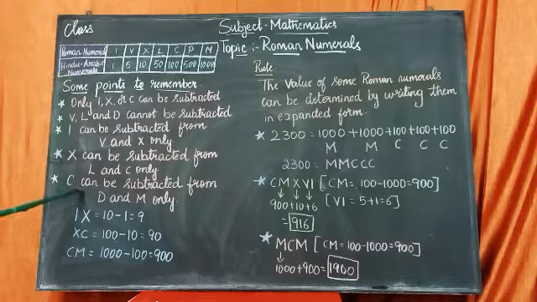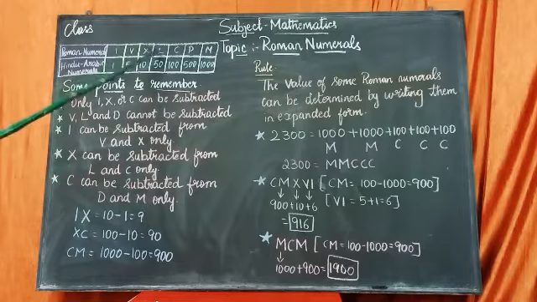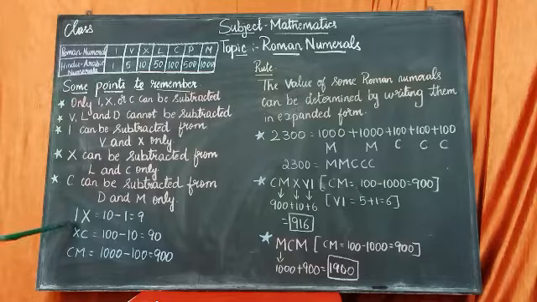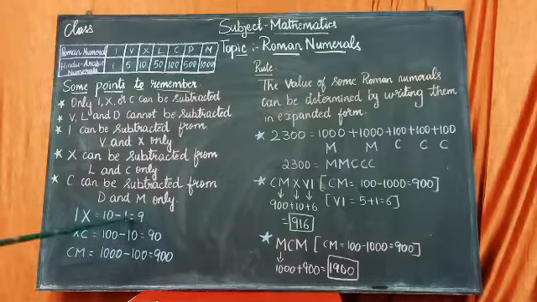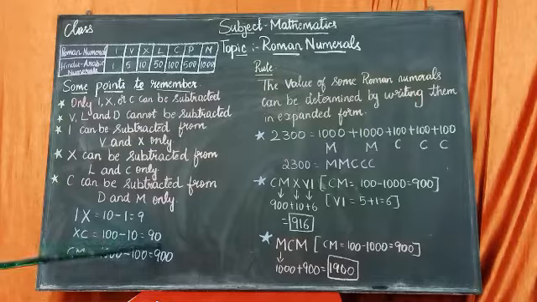Fifth point, C can be subtracted from D and M only because C is smaller than D and M but greater than L, X, V, I. Here are a few examples. IX. So I am subtracting 10 minus 1, we get 9. XC. When we write on the left side, we are subtracting. You have learned in the rules there. When we write on the left side, we are subtracting. So here it is X and C. 100 minus 10, we get 90.